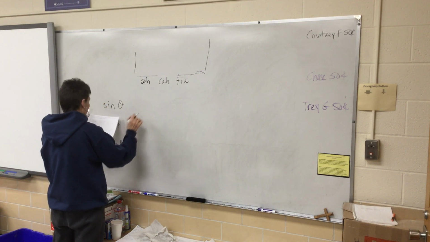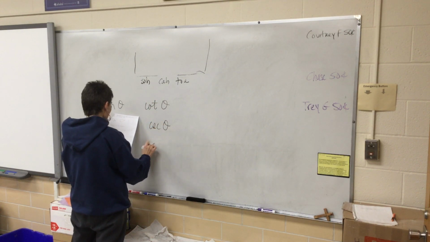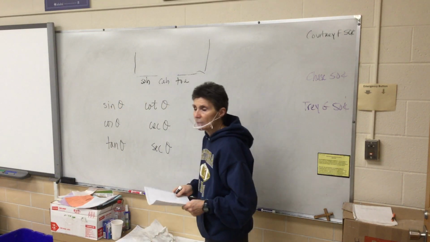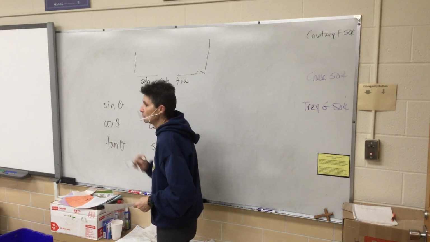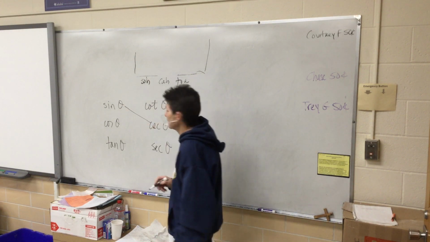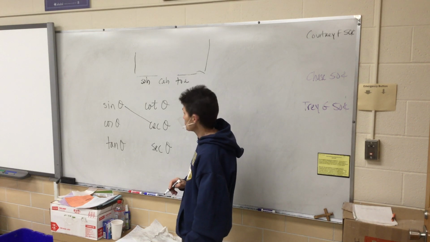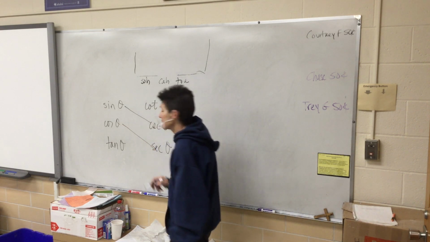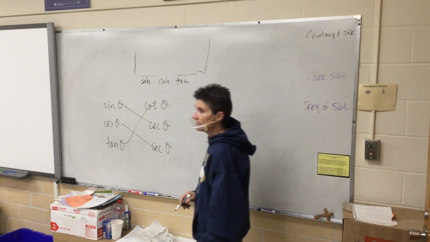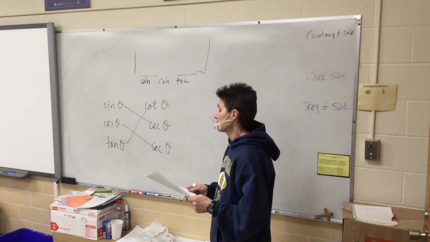Well, you're supposed to do this without your pink sheet, and what it means is match the reciprocals. Okay? So the sine goes with which one? Cosecant. Cosine goes with secant, and tangent goes with cotangent. So that's all we had to do with that one.